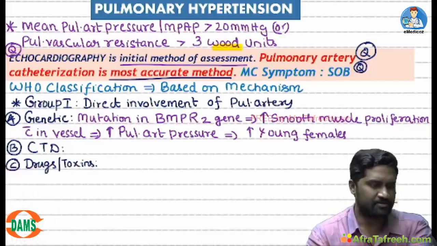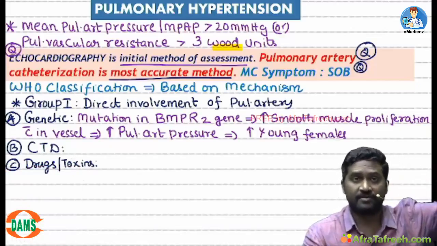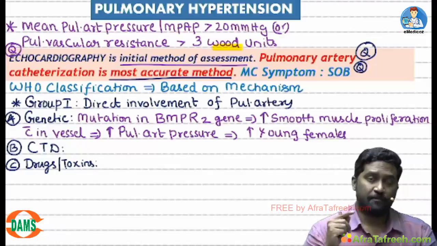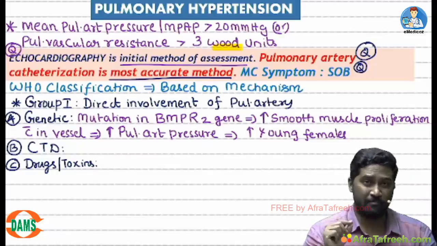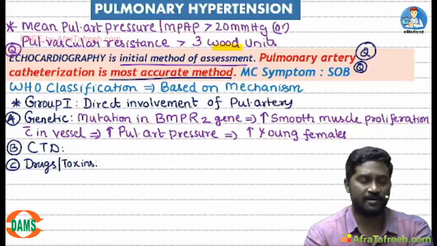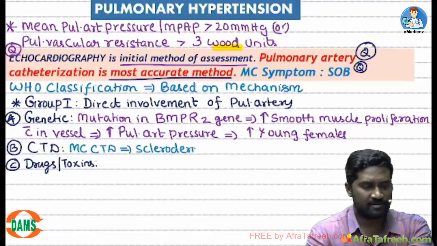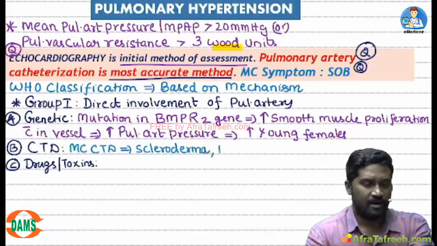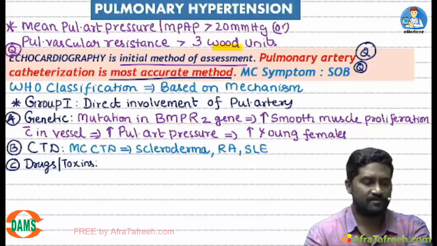Then coming to connective tissue disorders. Connective tissue disorders such as scleroderma, rheumatoid arthritis and SLE, as a part of systemic involvement, can directly involve the pulmonary artery, resulting in pulmonary hypertension. What will be the most common CTD responsible? Your answer should be scleroderma. Other connective tissue disorders such as rheumatoid arthritis and SLE can also cause it, but the most common CTD will be scleroderma.